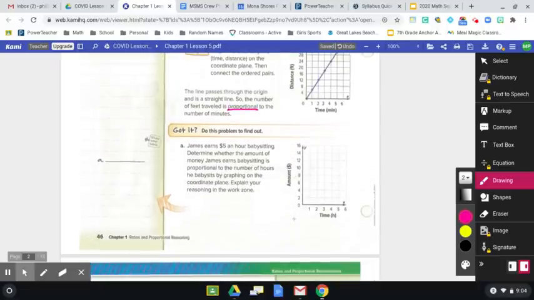Got it, letter A. So James earns $5 an hour babysitting. Right here is our unit rate. So we need to determine whether the amount of money James earns babysitting is proportional to the number of hours he babysits by graphing on the coordinate plane. And explain your reasoning in the work zone. So notice you don't have a table here. And so you actually have to set one up and create one.